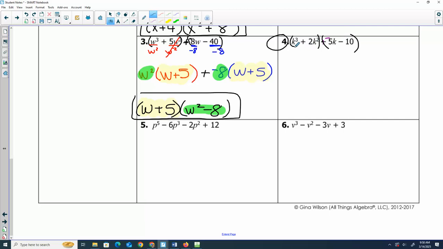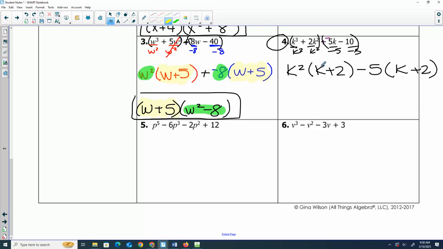So the first one, k cubed and 2k squared, we can divide them both by k squared. So we take out k squared, that leaves us with k plus 2. Second one, -5k, -10. What would I have to take out? -5. So -5, then that would leave us with k plus 2. If one of your parentheses is k plus 2 and the other is k minus 2, you have a mistake. You need to check your signs.